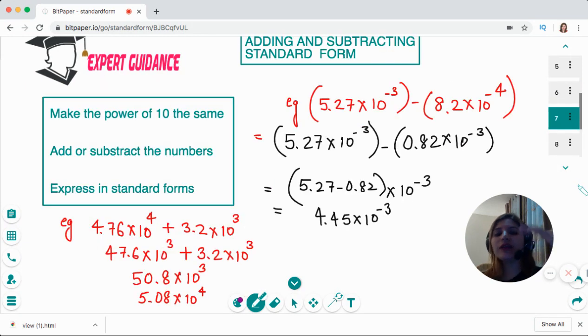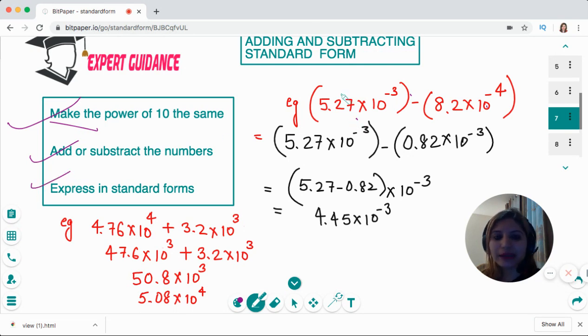Now let's do how to add and subtract numbers in standard form. The rule for this is there are two ways. Either you write them as normal numbers, which I have already explained to you, and then you add them, and after adding, you can put the answer into standard form. Or you make sure you move the decimal places so that the power of 10 on both numbers becomes the same, and then you just subtract the numbers.